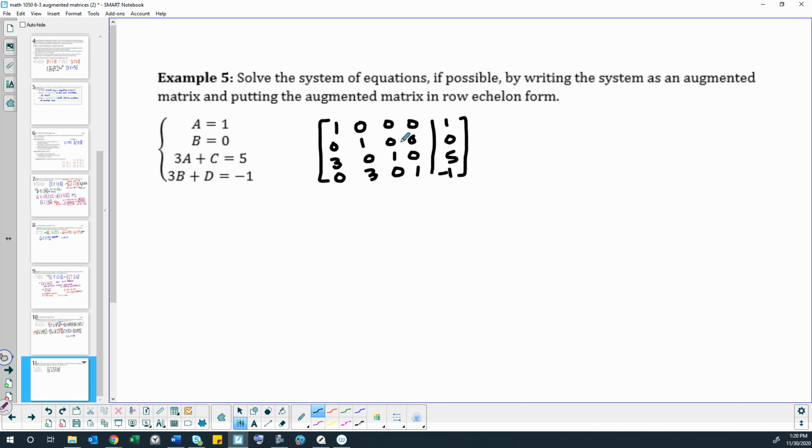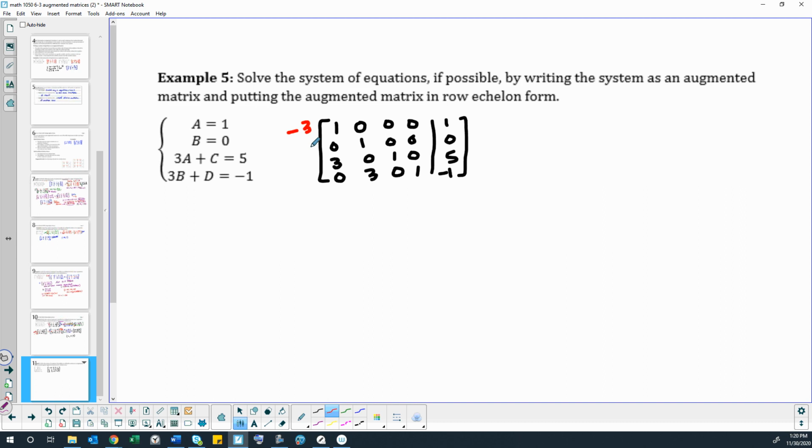Okay, so same rules apply. We've already got a diagonal of 1s, so really all we have to do here is get rid of the 3s, turn them into zeros. The problem is when we do that, we might end up disrupting our diagonal of 1s, so we'll have to deal with that at that point.